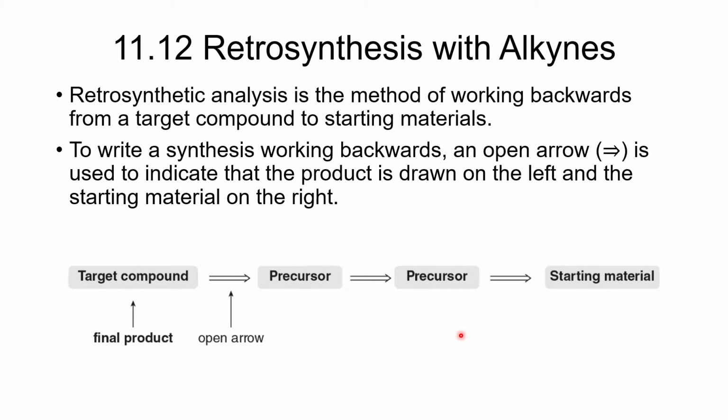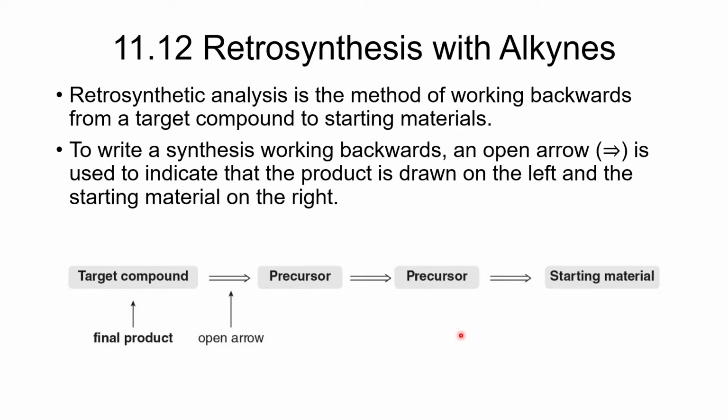This is an open arrow, and we use open arrows specifically for retrosynthesis. It means something different than what we use normal arrows for. In a normal reaction arrow, reactants are on the left and products are on the right, and sometimes we'll put reagents right on top of the arrows.